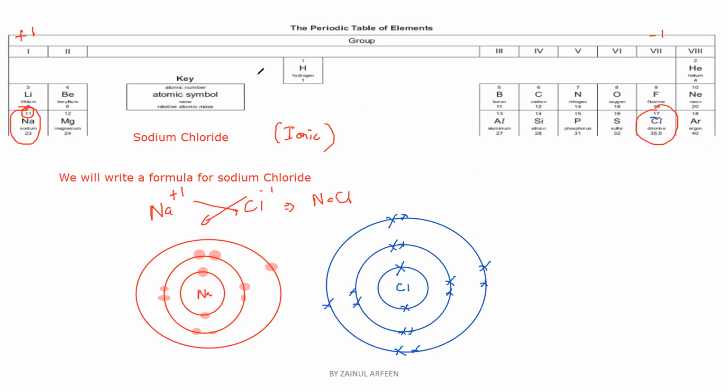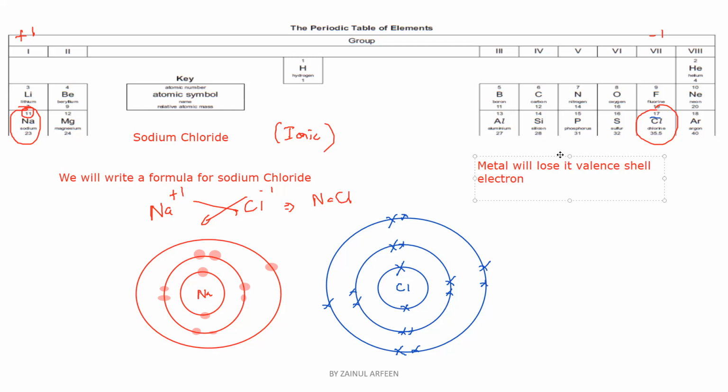Now what happens in an ionic bond? What is the tendency of the metal? The metal will lose its electron, or we can say valence shell electron.